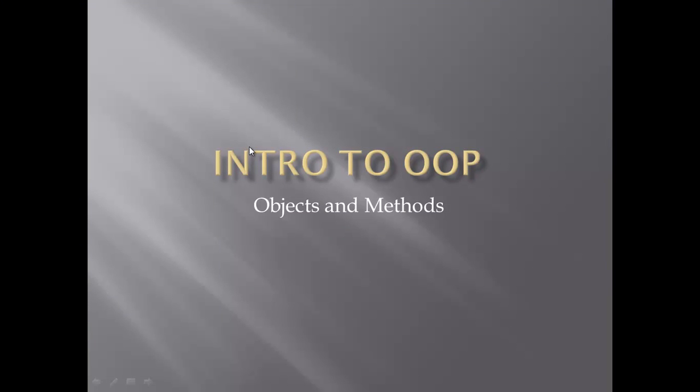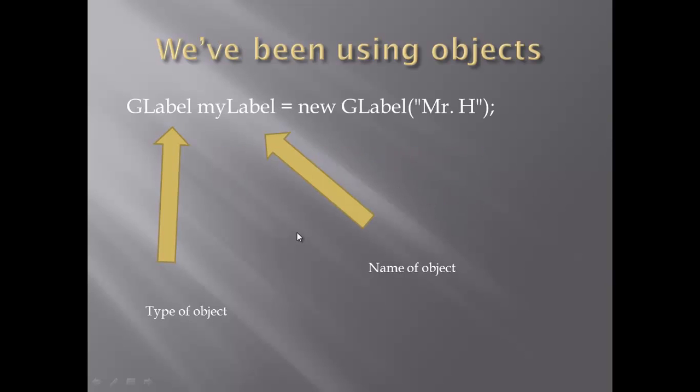Okay, we're jumping over to chapter 3 now in our new textbook. We're going to talk about object-oriented programming and methods. We've been using objects for a while. For example, look at a GLabel. We've thrown a few of those on the screen. A GLabel itself is an object, and then we give it a different name.